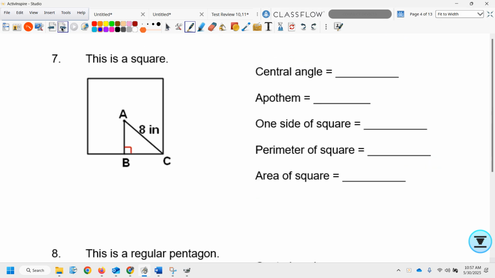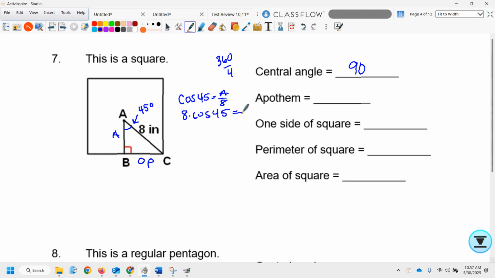All right, another square. They didn't give us any information, but the central angle, 360 divided by 4, is 90. Okay, so you know this is half of that. So this is 45 degrees. This is my A. This is my O. The apothem, we're going to use cosine because it's adjacent. And 8 times cosine of 45 just gives us the apothem. So that's 5.7 when I round.